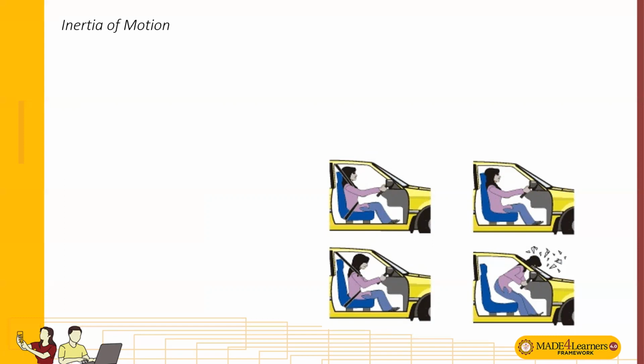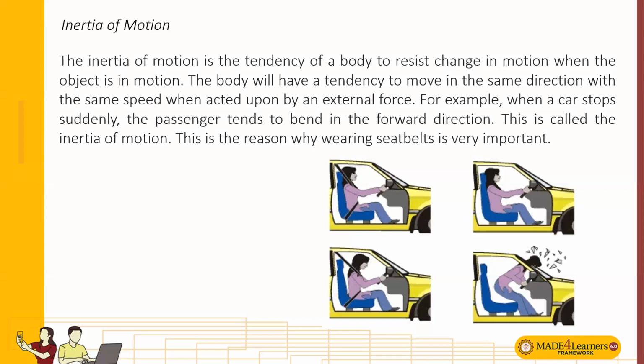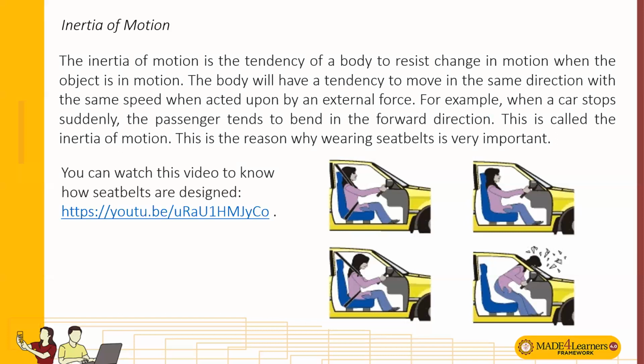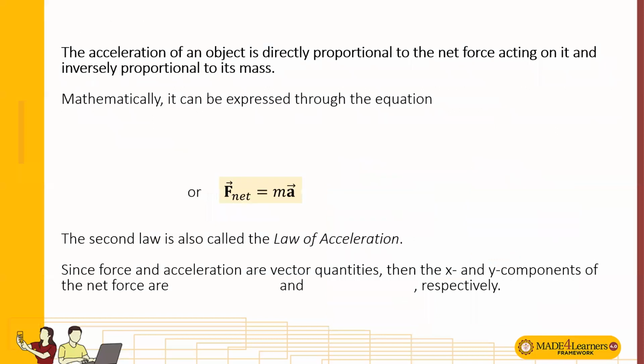If you do not have a safety device, such as a seat belt or an airbag, you would go through the windshield, what do you call that part of a vehicle? So that's for inertia of motion. To know more about how seat belts are designed, you can visit this YouTube video.